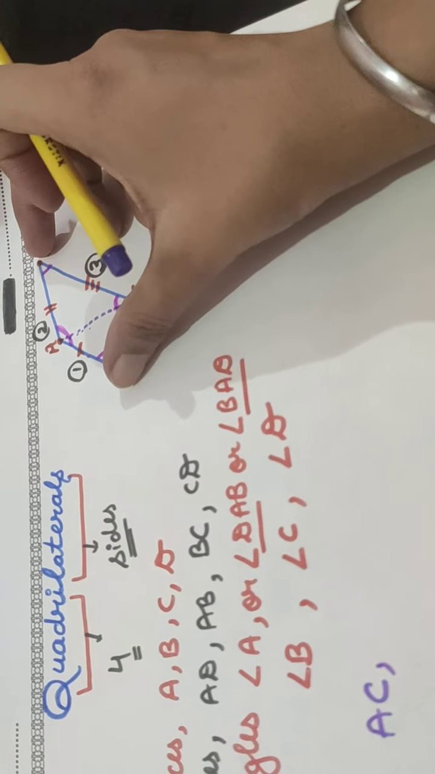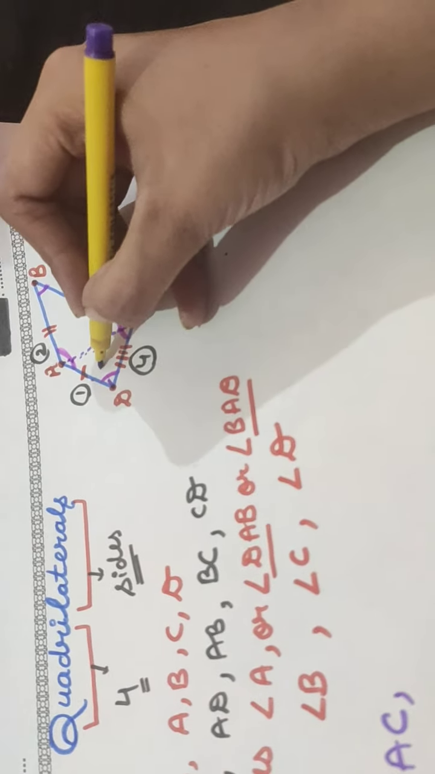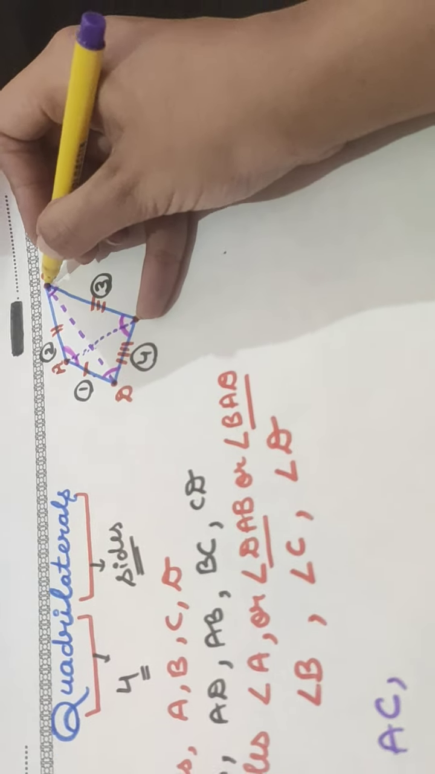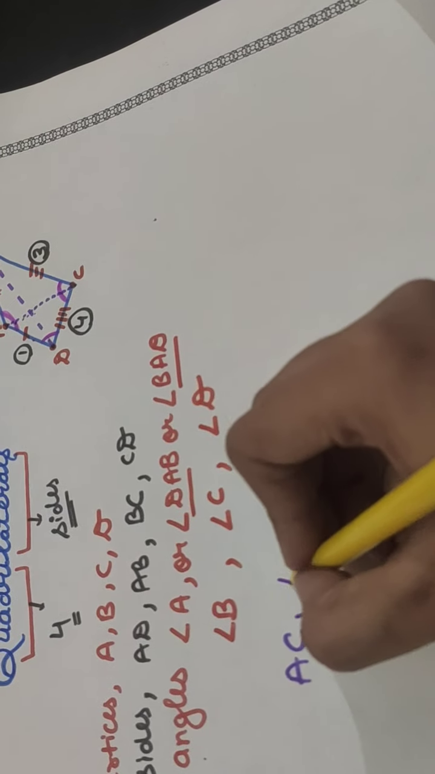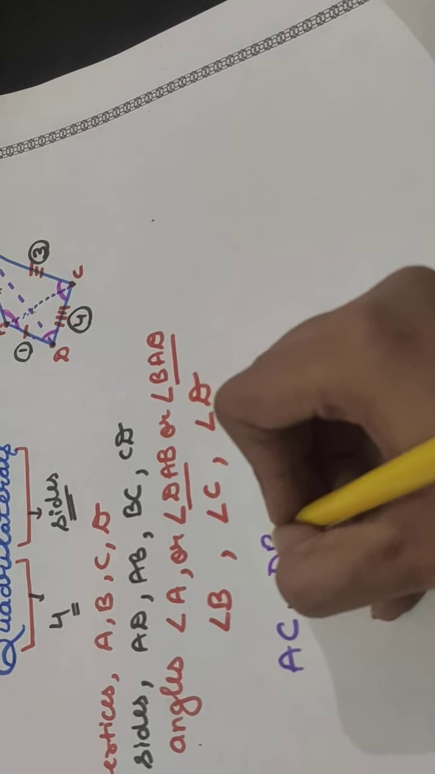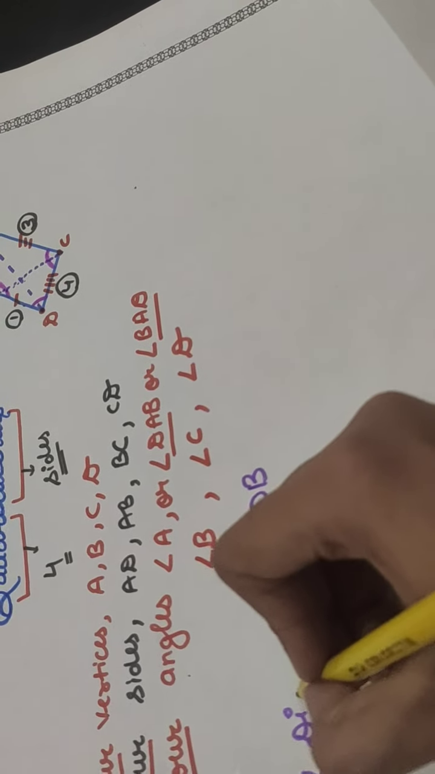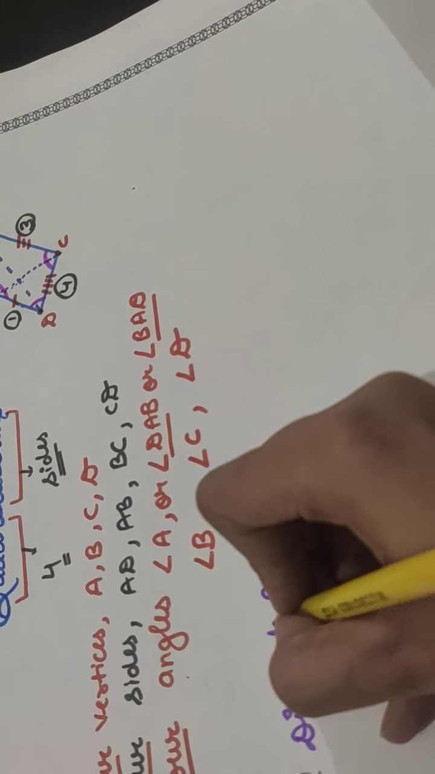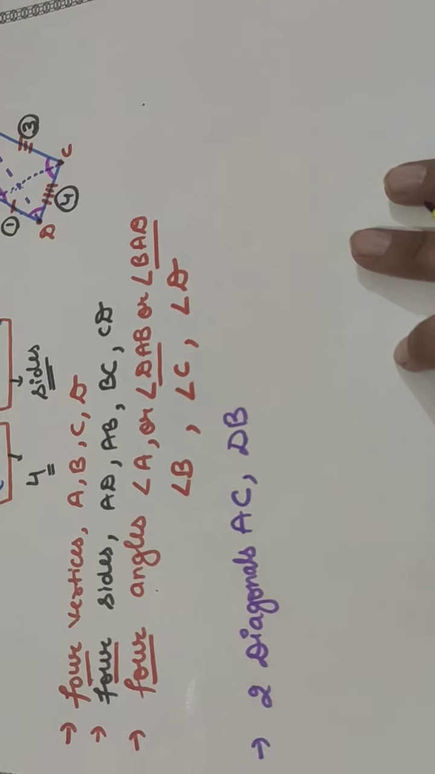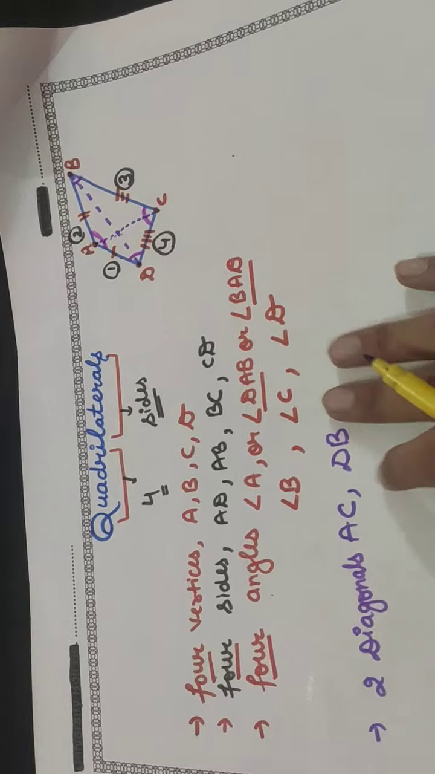Similarly B and D are opposite vertices, and the line made by joining them is the other diagonal. So the other diagonal is BD or DB. So a quadrilateral has two diagonals which are named as AC and DB. Okay, so this is about the quadrilateral.